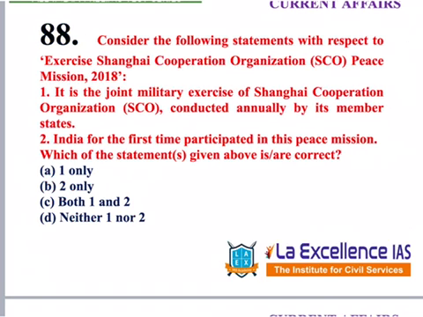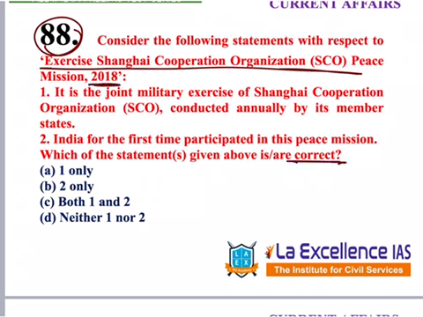The next current affairs question is given under question number 88. This question says, Exercise Shanghai Cooperation Organization Peace Mission 2018. With regard to this, we should identify the correct statements. Let's read the options. It is the joint military exercise of Shanghai Cooperation Organization. Till here we can guess. Conducted annually by its member states. Here we should be careful. In general, when they say biannual, annual, triannual, such statements we should underline and see clearly. So let's say we don't know this.